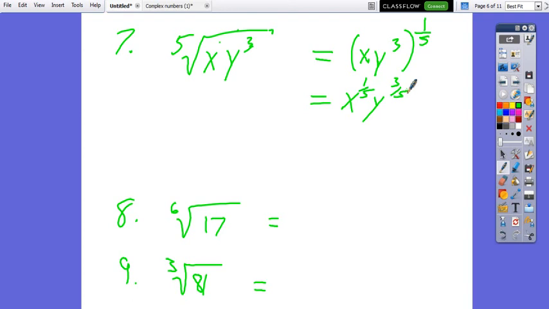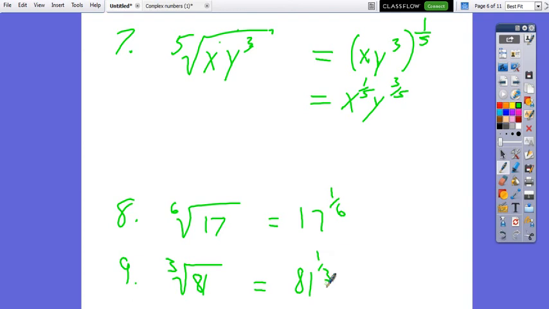All right, let's look at the next one, number 8. We got the 6th root of 17. So how am I going to write that? 17 to the 1/6. All right, we got the cube root of 81. How am I going to write that? 81 to the 1/3. Okay, so we've been able to see how we go back and forth.